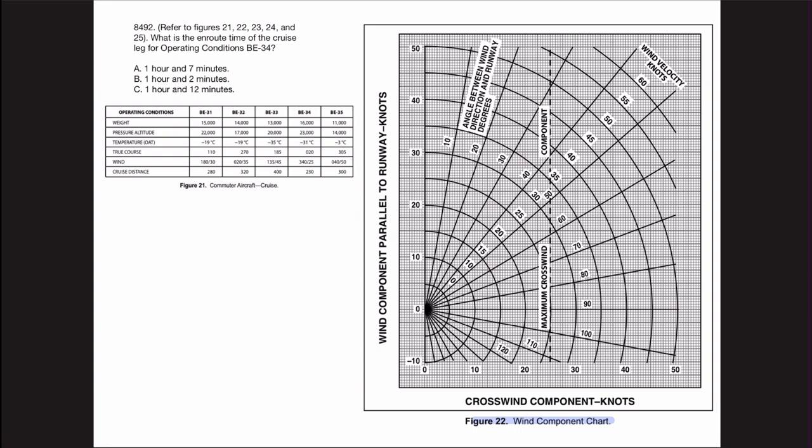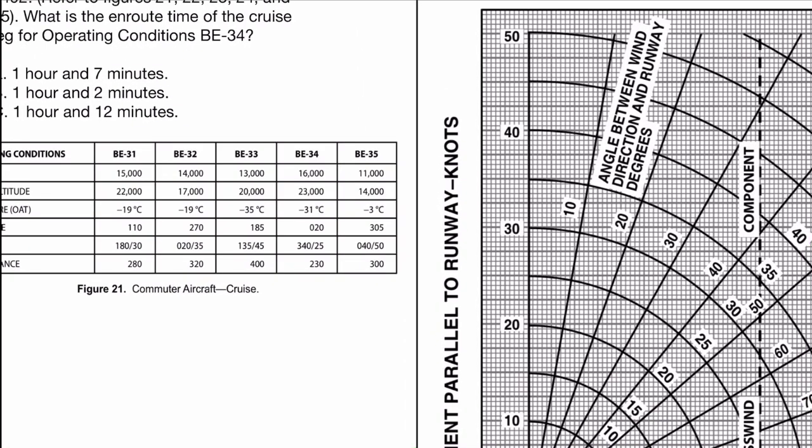So this is going to be a little bit of a longer video, but I'm going to show you a couple different ways to do crosswind component. That way you have some options, so whatever works for you is totally fine. Now, the very first thing we want to do is go ahead and outline what our operating conditions are. So we're working with BE34.